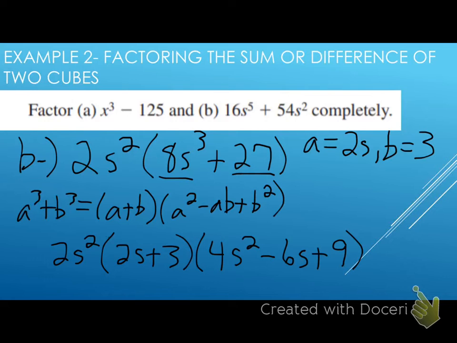Okay, I've got three polynomials now. 2s squared. 2s plus 3. 4s squared minus 6s plus 9. Can any of those be factored any further? It looks like that last one might be able to with slide and divide. If I slide the 4 over and multiply it by 9, that's 36, right? Are there two numbers that multiply to give me 36 and add to give me negative 6? No, there's not. Okay, good job. So here's my final answer.